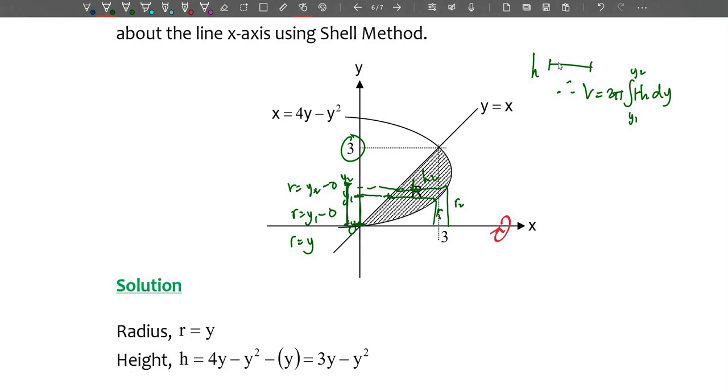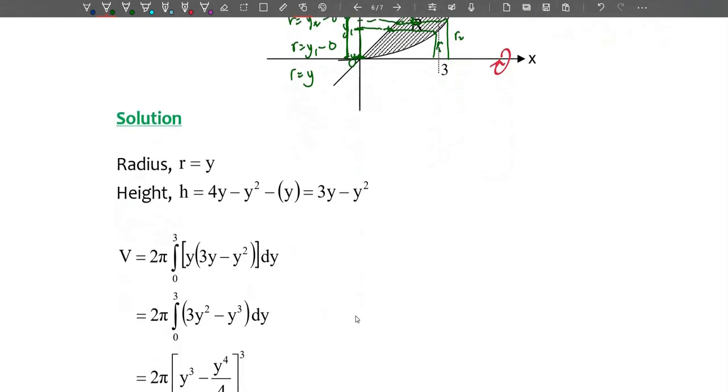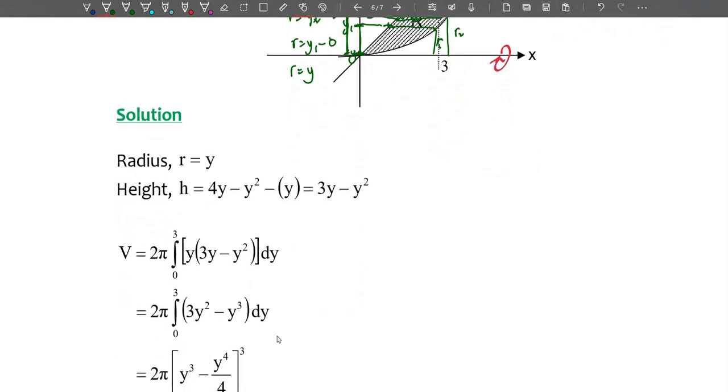And then the height. Since our height is a horizontal line, we should calculate it by taking the right function minus the left function. That means the right curve minus the line on the left: 4y minus y squared minus y. Simplifying, we will have h equal to 3y minus y squared.